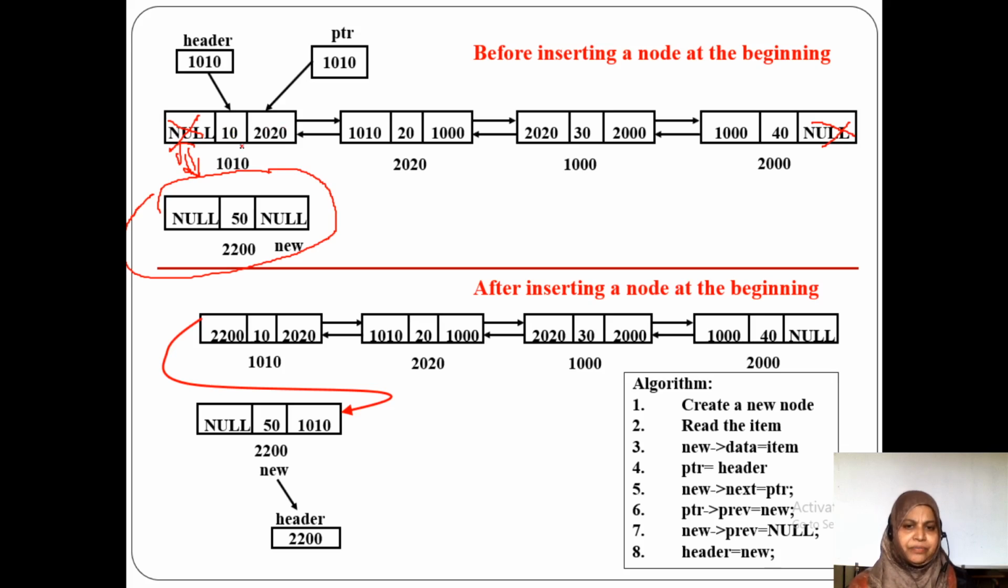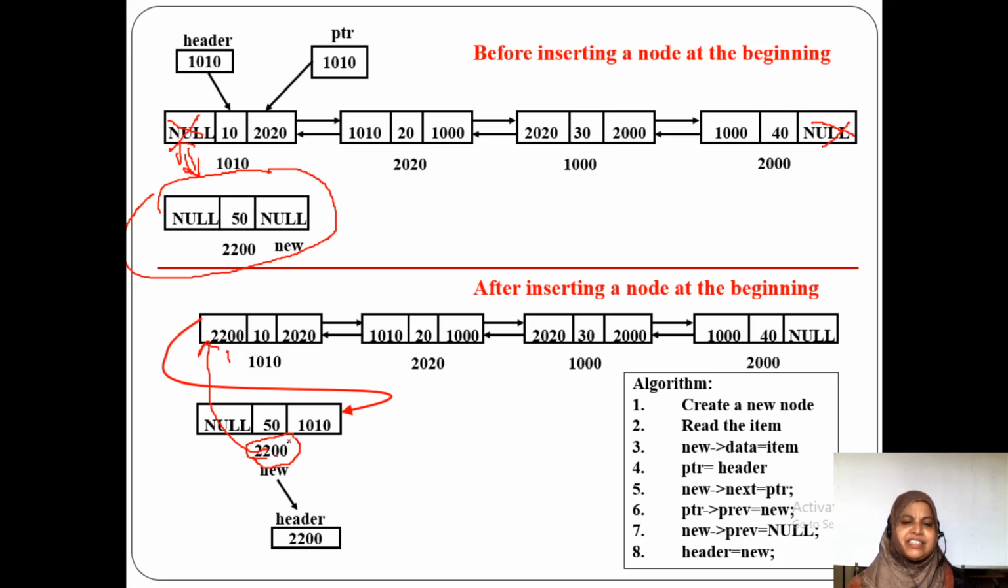Here the first node is 10. Now we are inserting at the beginning, which means 50 will become the first node. So see here, we have to add for this one, what is the address of this new node? 2020. So for this 10 node, which one is the previous node? This 50 is the previous node, right? We have to save the address here. 2200 we are going to place here.